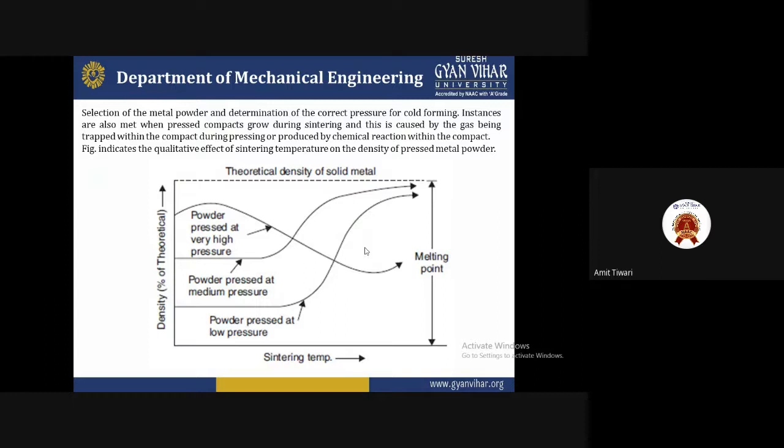So the theoretical density of the solid metal is to be used. Powder pressed at very high pressure is required, and powder pressed at medium pressure is also required. Now it's time to understand the selection of the metal powder and how to determine the correct pressure for cold forming: at what pressure cold forming will occur, and at what pressure it will not occur.